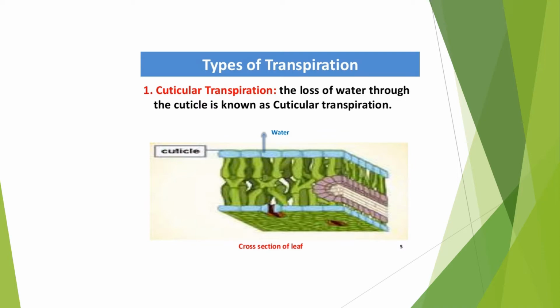In cuticular transpiration, water is evaporated through the waxy layer that is produced by the epidermis layer of the leaf. Cuticle consists of lipid and hydrocarbon polymers impregnated with wax. So the cuticle is the outer layer that is present on the epidermis cells of a leaf. So if water is evaporating through this layer, the cuticle, that kind of transpiration is called cuticular transpiration.